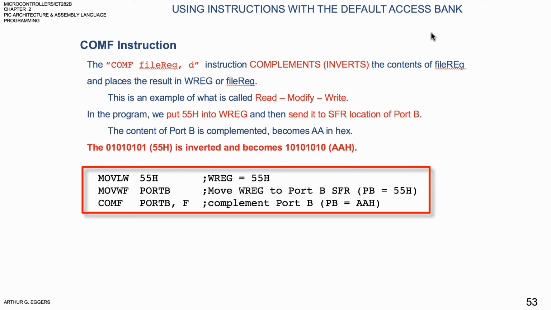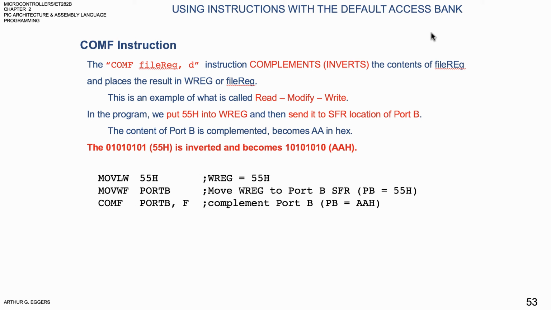Then we apply the complement, the COMF command, to the value at port B, and we identify it as a file register location. So we complement port B, and it now becomes AA hex. So that is the COMF instruction, or the complement F instruction.